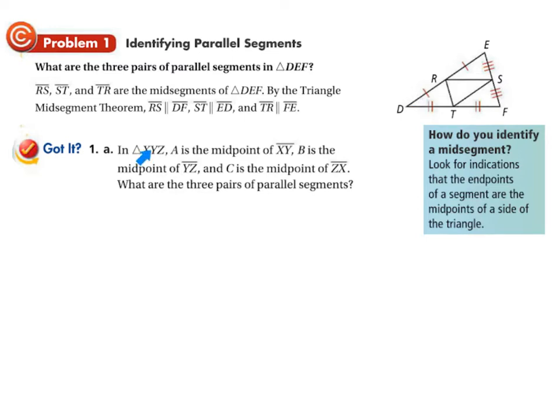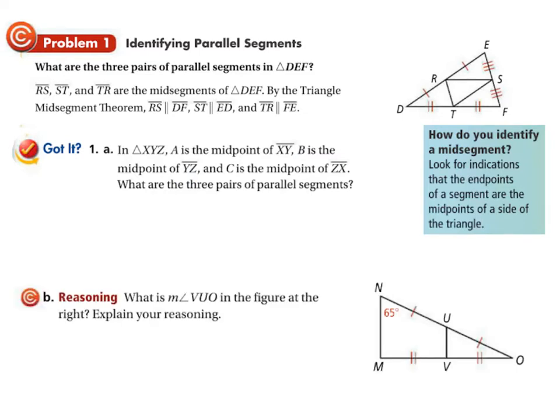Here you're going to have to draw this out. In triangle XYZ, A is the midpoint of XY, B is the midpoint of YZ, and C is the midpoint of ZX. What are the three pairs of parallel segments? You'll need to draw that triangle out, plot the midpoints, and label them to solve this. And you've also got this problem: what is the measure of angle VUO in the figure at the right, and explain. Work on that for a second.